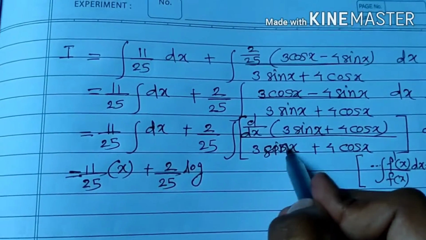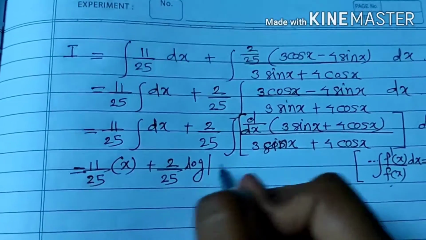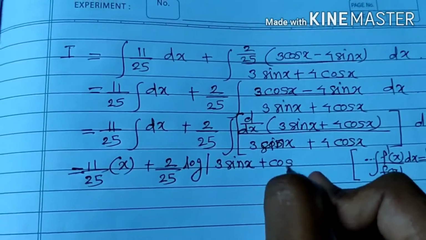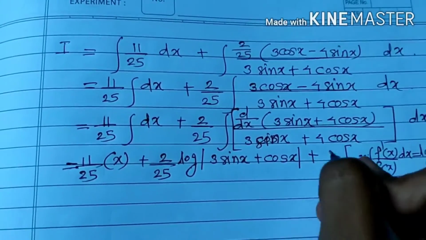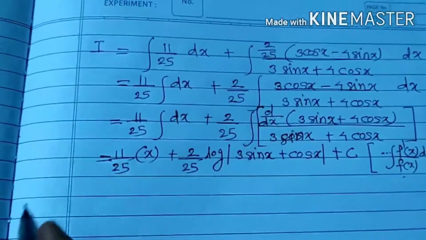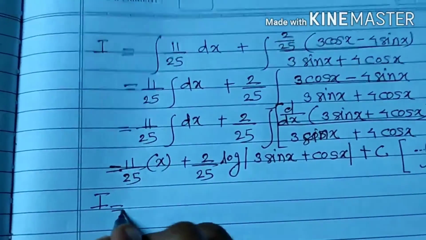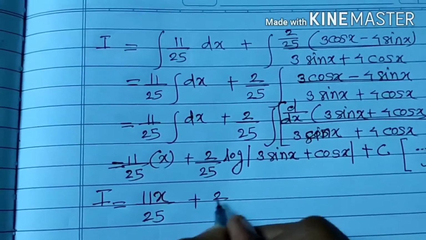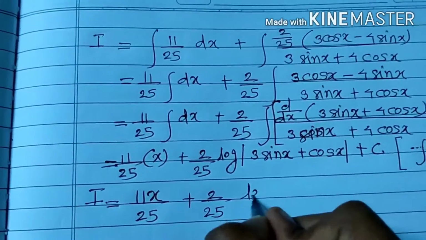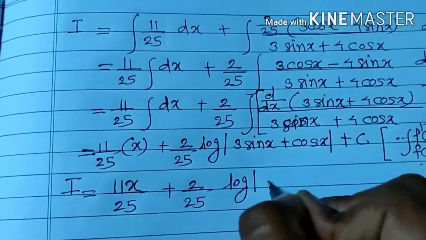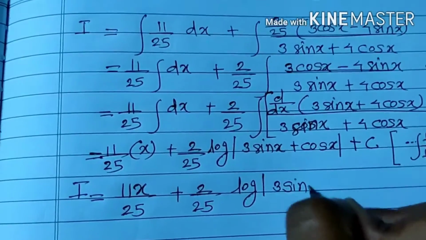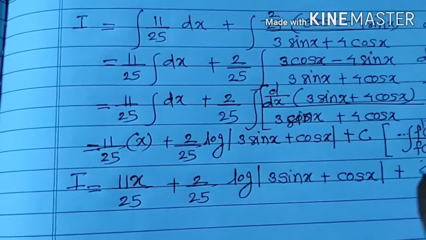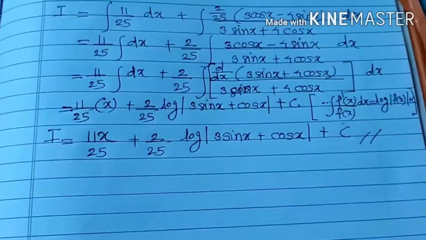So what is f of x? 3 sin x plus 4 cos x. So it will become log of 3 sin x plus 4 cos x plus c. So write it properly. I is equal to 11 into x upon 25 plus 2 upon 25 into log of (3 sin x plus 4 cos x) plus c. So this is our final answer.